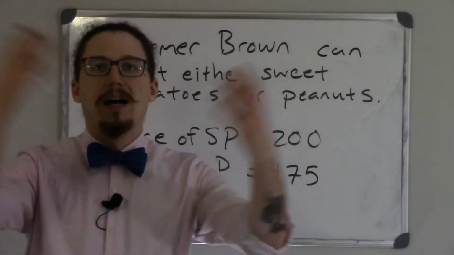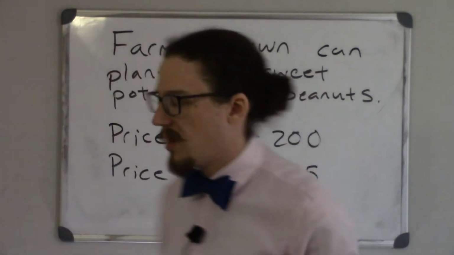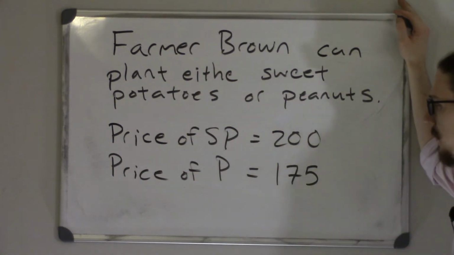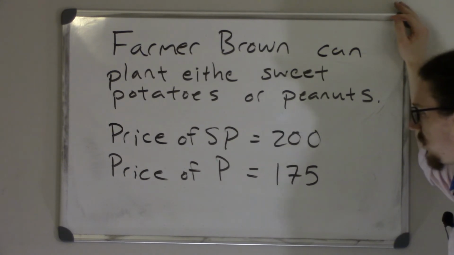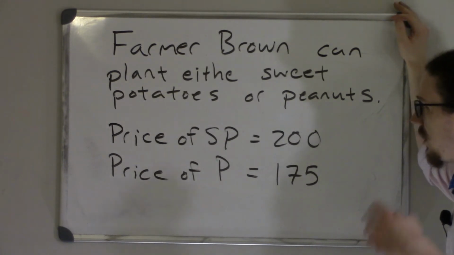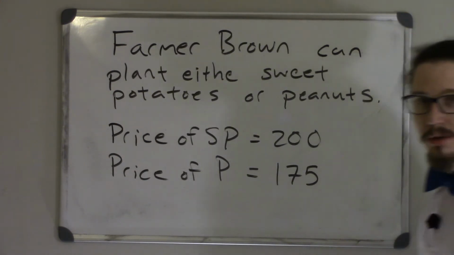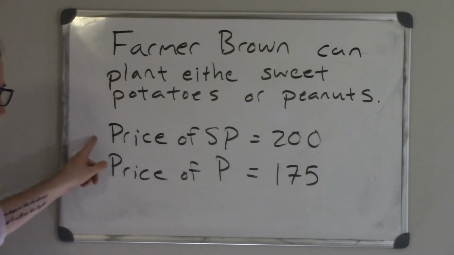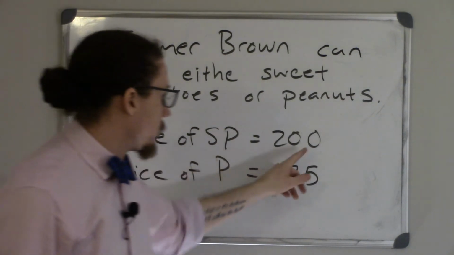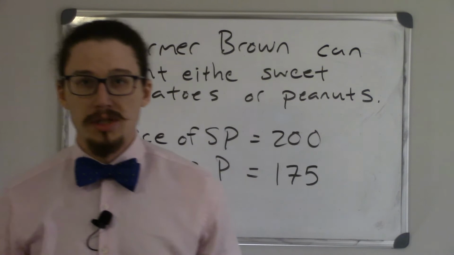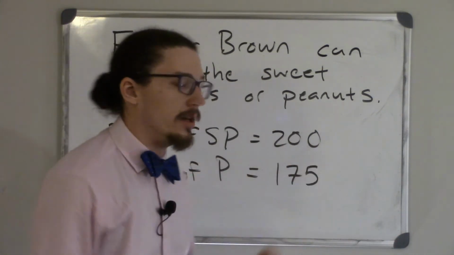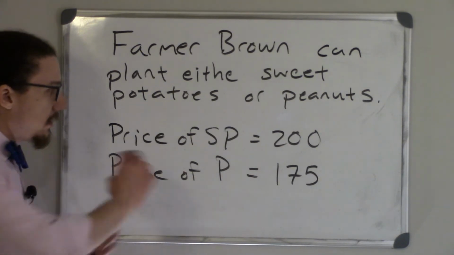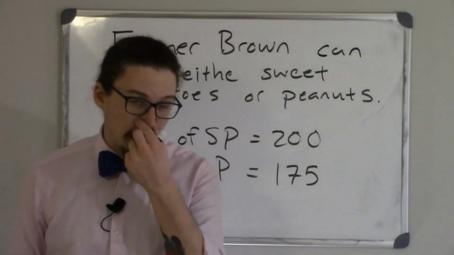All right, so you can think of this as the entire crop or some section. It really doesn't matter. The same stuff is going to happen. So if the price of sweet potatoes is 200 and the price of peanuts is 175, which of these crops should Farmer Brown plant? Hopefully we said sweet potatoes, because if the price for sweet potatoes is higher and the costs of producing them are the same, then you're going to make more money on the sweet potatoes. So Farmer Brown plants these sweet potatoes.